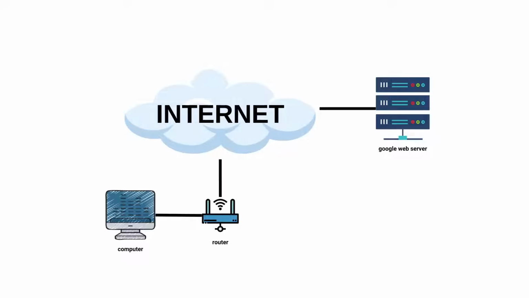In the visual, a computer connects to the Internet via a router. For example, it made a request to google.com. This request reaches the Google server with HTTP. Before continuing with the example, let's learn the HTTP methods.